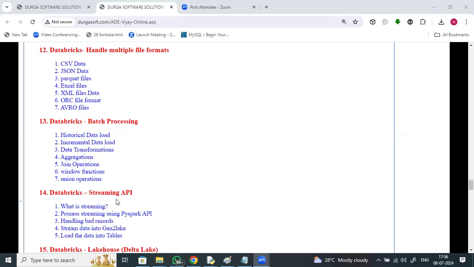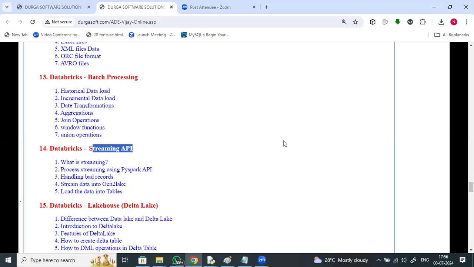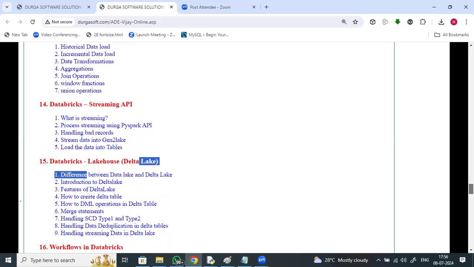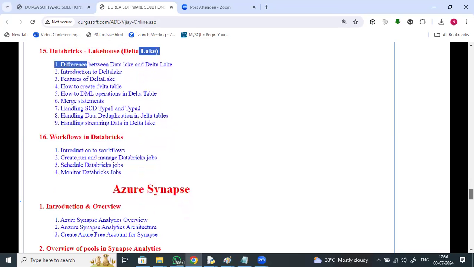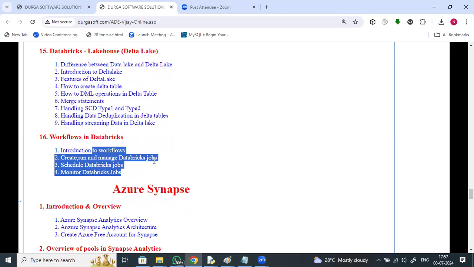Databricks batch processing, aggregations, window functions, Databricks streaming API. You will be getting this course content in your mail also. Databricks Lakehouse, Delta Lake, features of Delta Lake, how to create Delta Lake, handling SCD type 1, type 2, streaming Delta, workflows in Databricks, creating, running, and managing Databricks jobs.